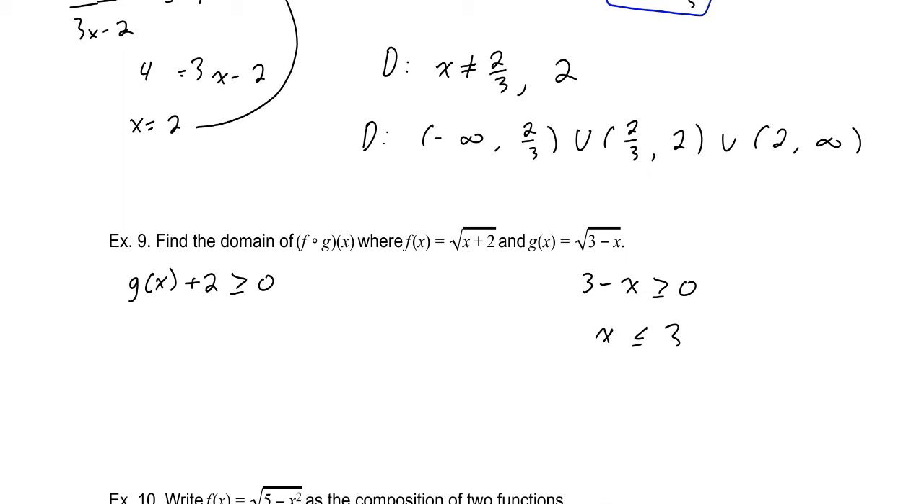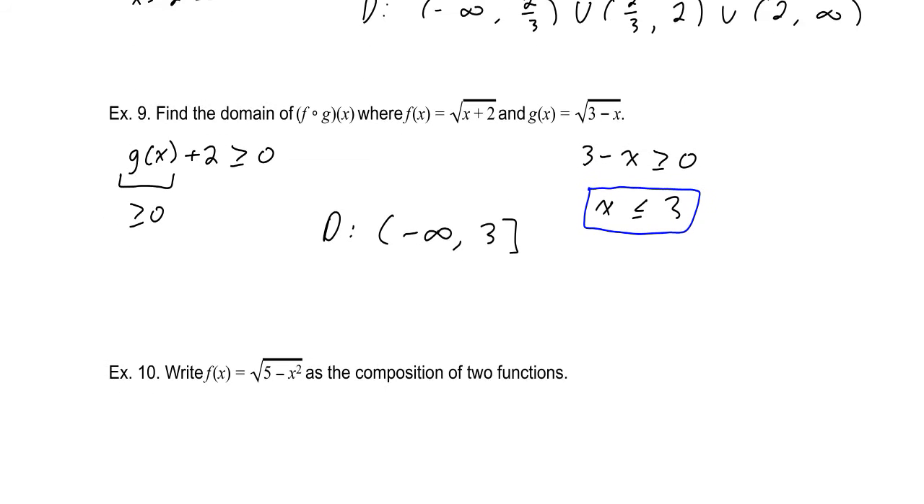Now the square root of 3 minus x is greater than or equal to 0. So therefore g of x plus 2 is greater than or equal to 0. So this is true always. We don't have to worry about that. The only restriction that we really have is making sure that x is less than or equal to 3. So our domain is negative infinity to 3, including 3.